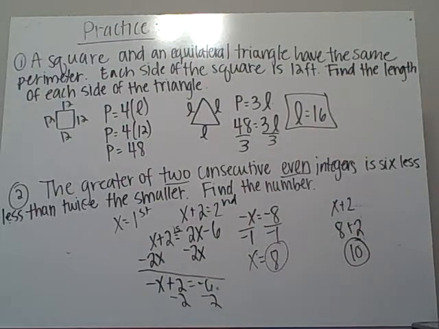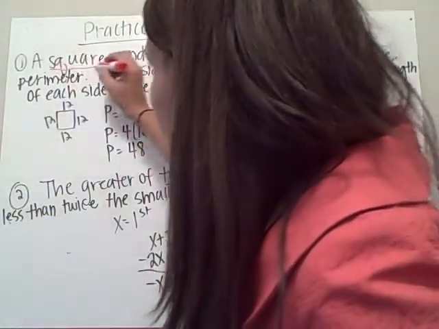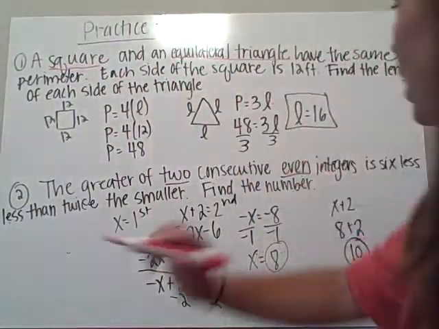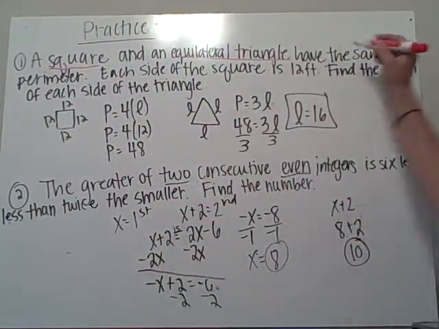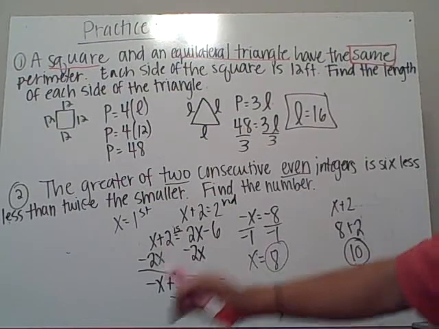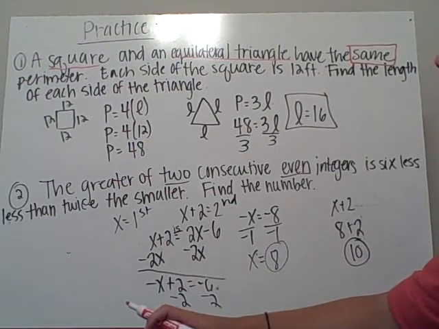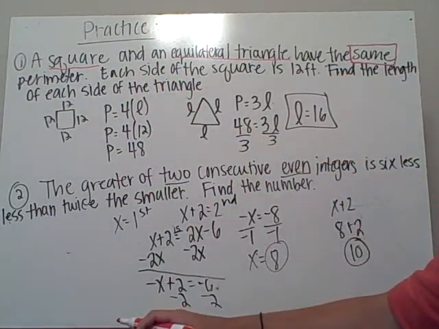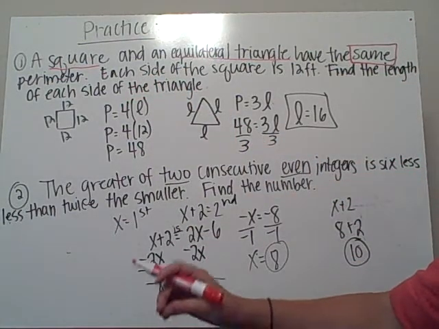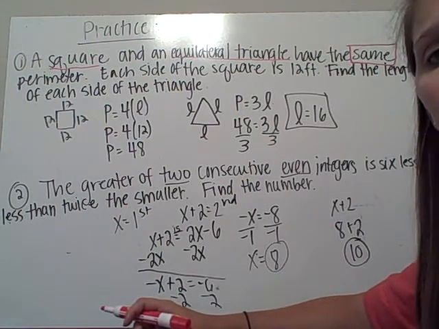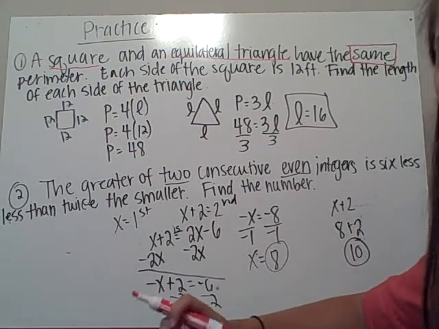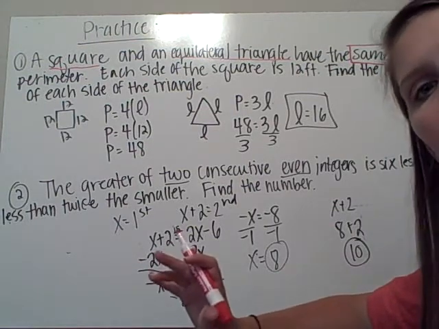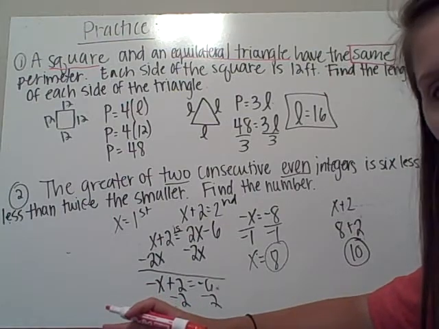So let's try 2 practice problems. The first one: a square and an equilateral triangle have the same perimeter. Each side of the square is 12 feet. Find the length of the side of the triangle. Now when you first read this, you'll probably get confused because they're comparing equilateral triangles and squares. But take it one step at a time.